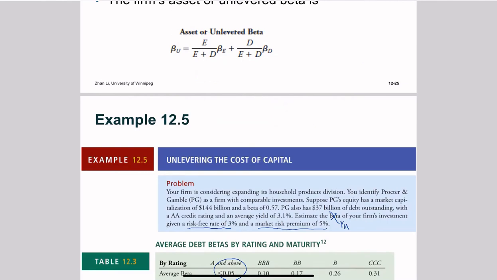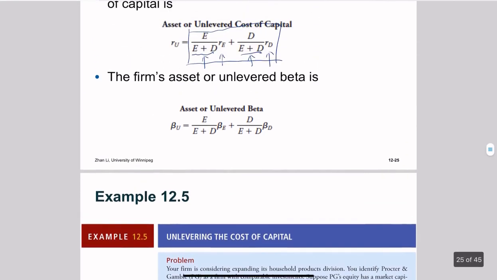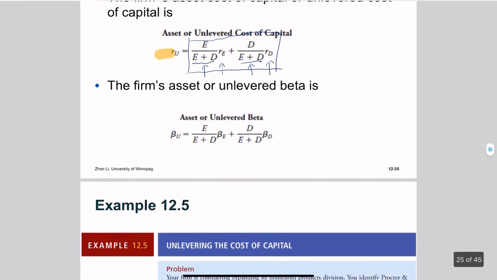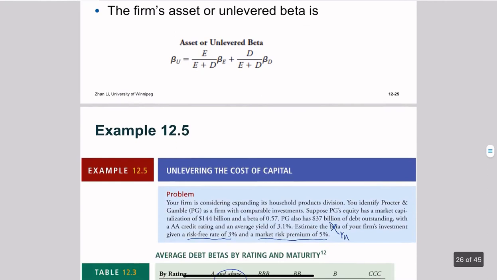Okay, now let's think about the second method. Well, the second method obviously is about using this formula here, right? How do you use this formula to calculate the unlevered cost of capital? Okay, great. So let me write this down. Clearly, we have the value of E and we have the value of D, right? So now we just need to find out what is our E and our D.